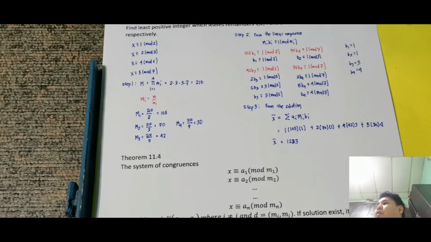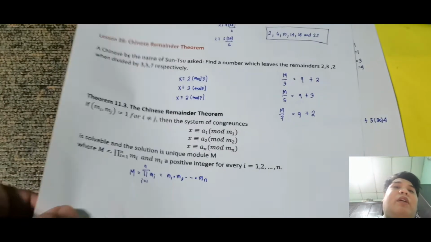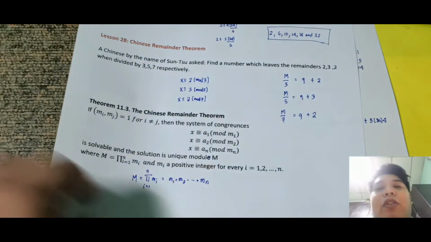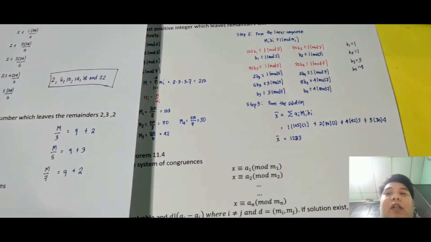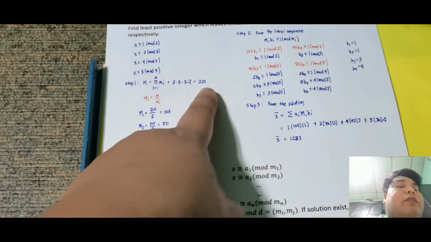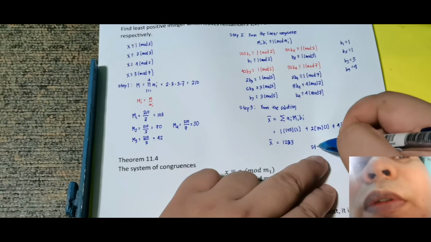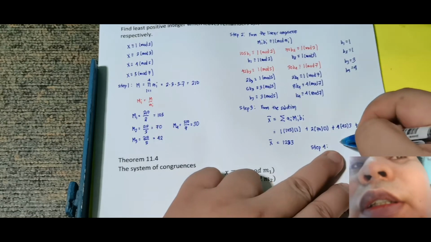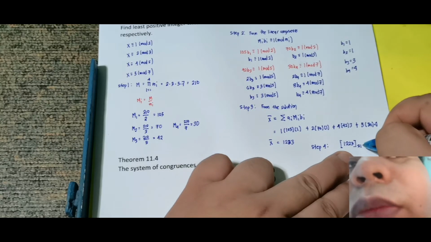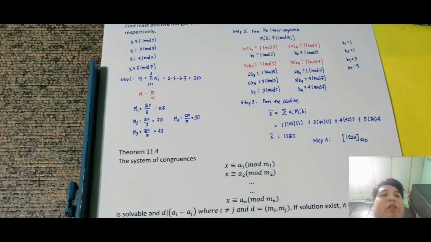Sabi nga niya, ang solution daw is unique modulo m. So, ano yung lumabas sa x bar? Kaya ano yung m na malaki natin? M natin na malaki is 210. Okay? So, supposedly, for step 4, ang sagot natin dapat is 1,223 congruent modulo 210. Okay, kaso ito ang gusto kong hanapin yung pinakamababa in which pasok din si 1,223.